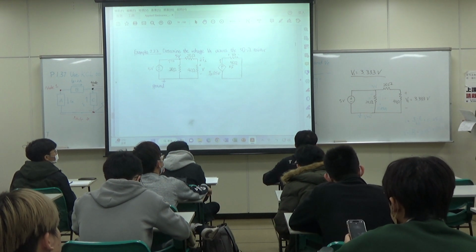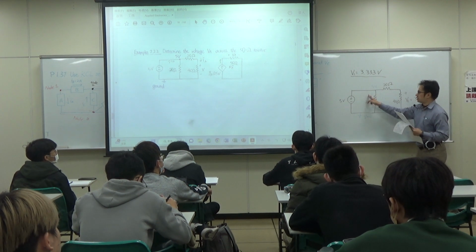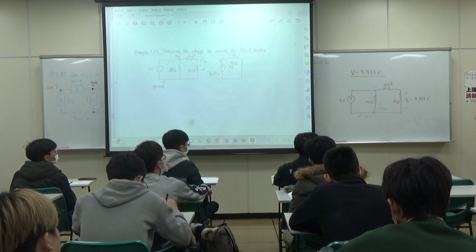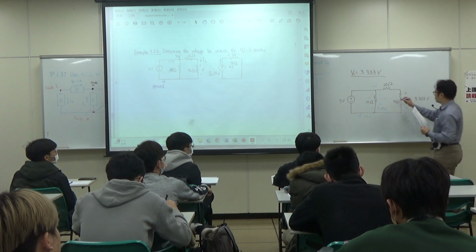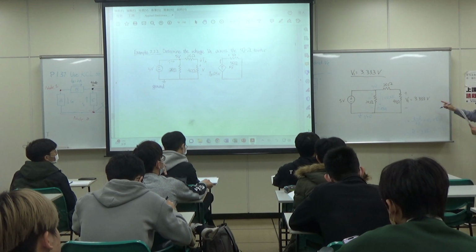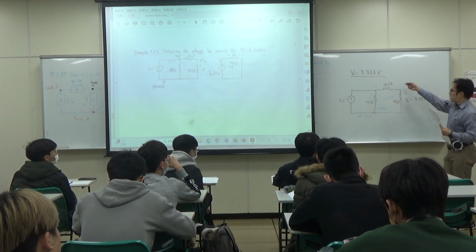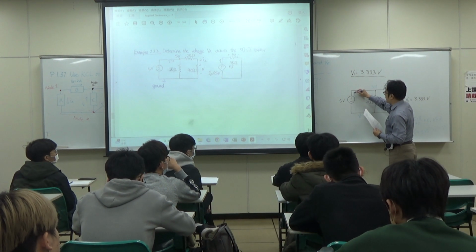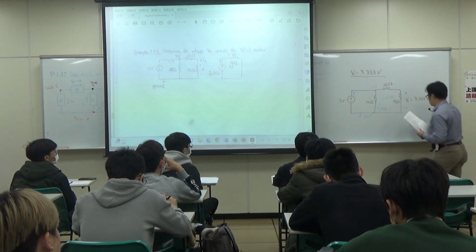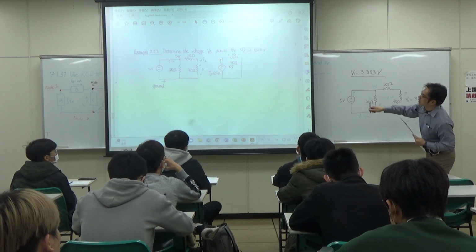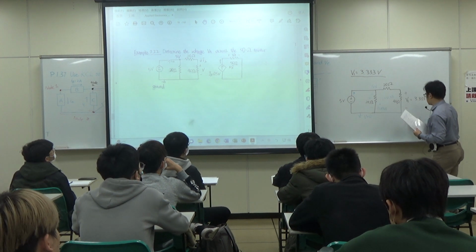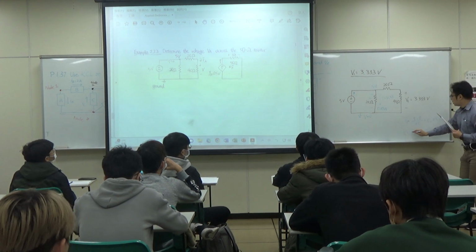KVL also holds. Okay. So how about if I ask you, this I is 0.25, and then how about if I ask you the current flowing out from the voltage source? How to calculate this? Let's say this is I1. This is I. Oh, we already have I2, right? We have I. So this is I, this is I1. Okay.